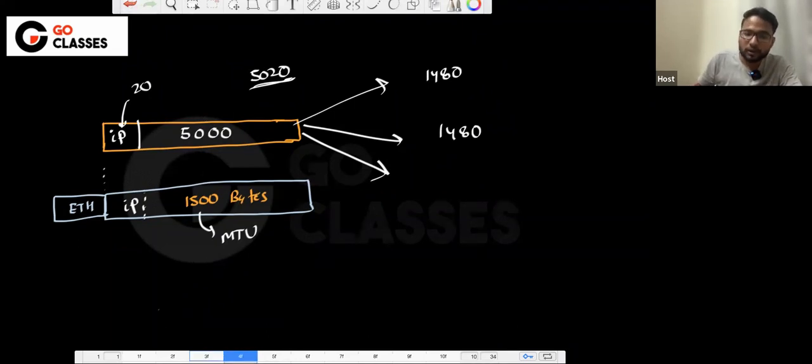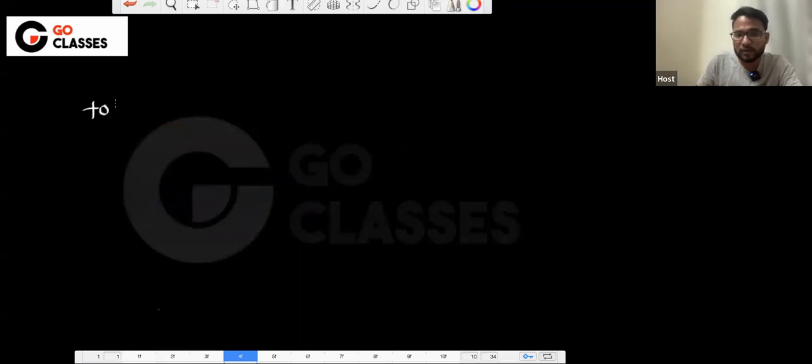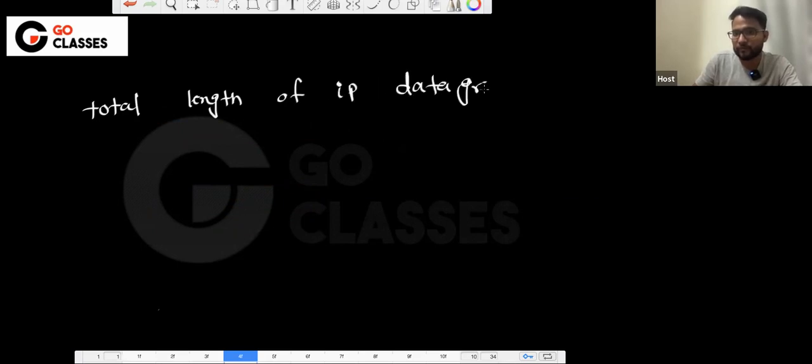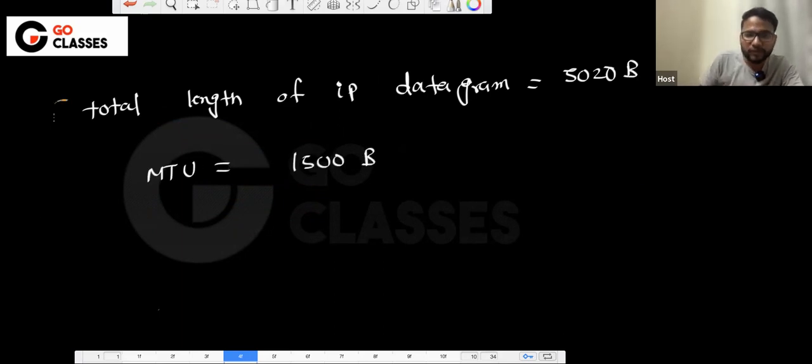Again, let's suppose the total length of the IP datagram is given to you, which is 5020, and the MTU is also given to you, which is 1500 bytes. What does this mean? It means that first we need to subtract the IP header size, which is also given. It can be from 20 to 60, but generally it is 20 only, even if it is not given. Let's suppose it is given to be 20.